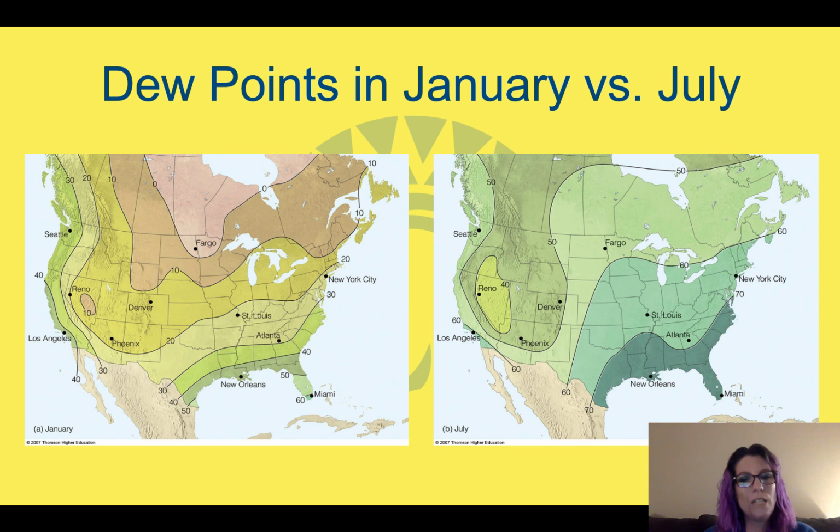So, it's easier for relative humidity or saturation to be achieved when the air temperature outside is cooler. Because remember, the dew point is usually going to be colder than the air temperature, unless they get closer together, in which case you're getting closer to saturation.